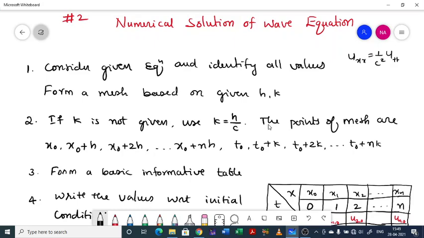Then you have to mark the points of mesh, that are x naught and x1 equal to x naught plus h and x2 equal to x naught plus 2h. xn will be x naught plus nh. Similarly, these are values of x, and then similarly you have to mark the points t naught plus k, that is t1, t2 and tn. Instead of y we use t in the general method.